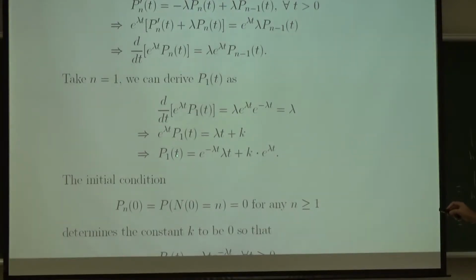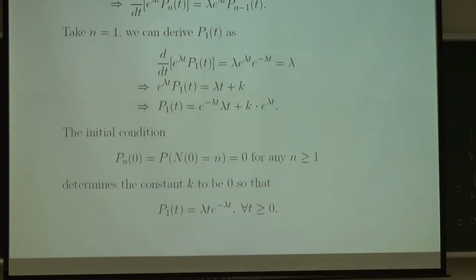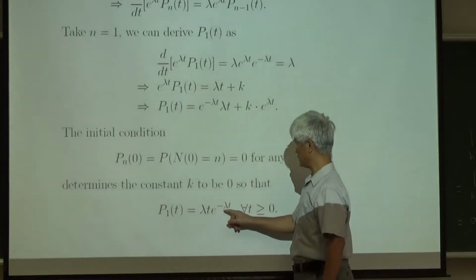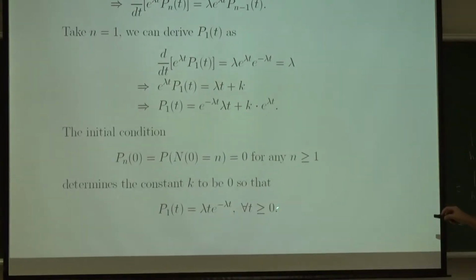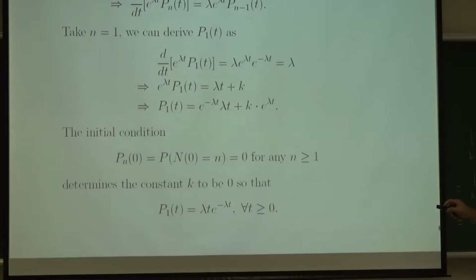Okay, so when t is 0, this is 0, this is 1, so k equals 0. You can see that k equals 0. Now k equals 0 and Q1(t) is just lambda t e to the minus lambda t for all t greater than or equal to 0. We incorporate the initial condition here into the solution.